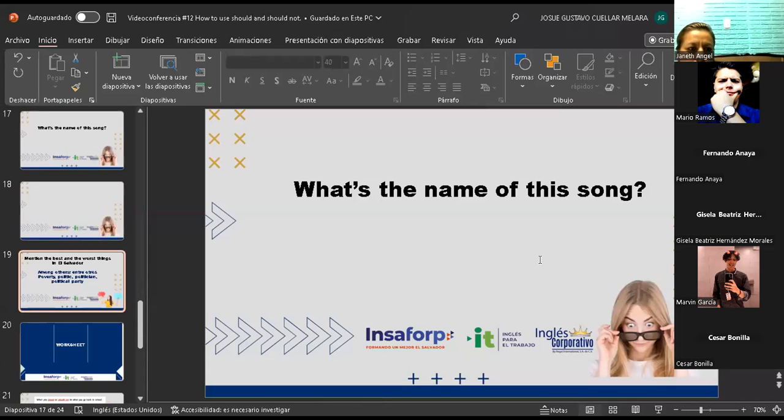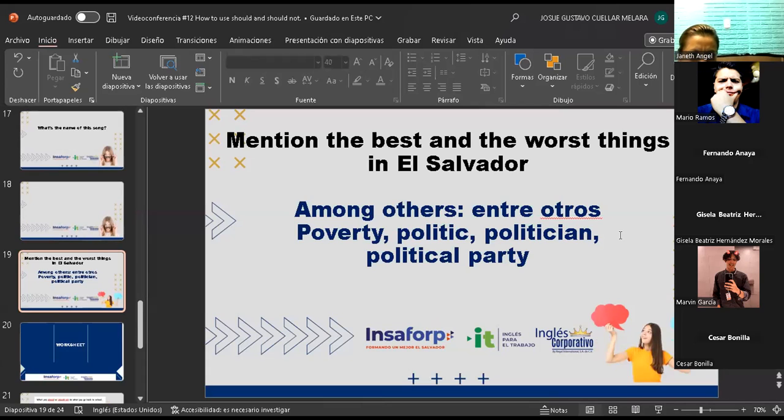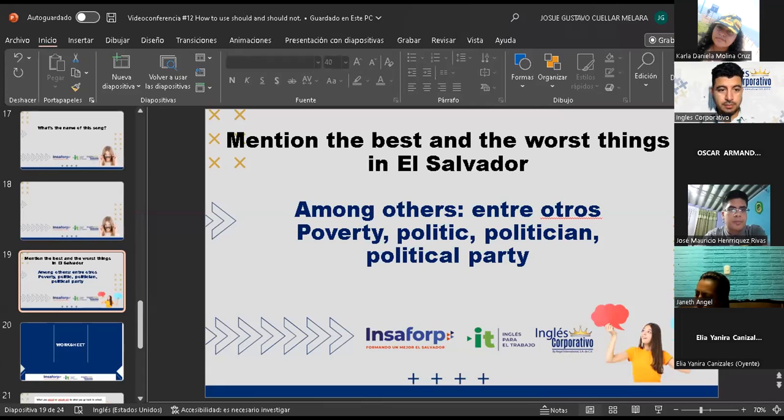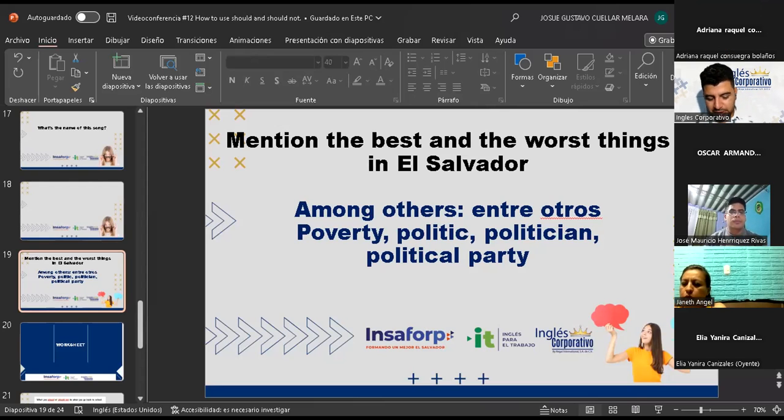Let me see here. Mention the best and the worst things in Salvador. Let's listen to Cesar. What about you? And then Abel. Everything is close. Beaches, mountains or volcanoes. And the pension system does not offer fair treatment. Okay. Yeah, definitely, the pension system, and yeah, volcanoes are so beautiful here in Salvador. Thank you, sir. Good points. What about Abel? I don't know if Abel is available. And then Brenda.